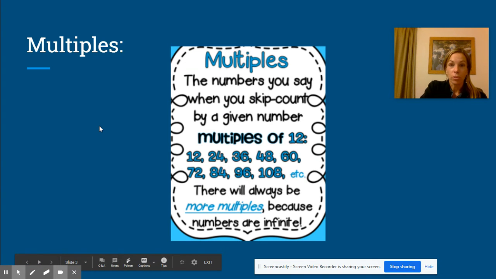So, multiples. Multiples are really easy. They are numbers you say when you skip count by a given number. So multiples of 12, if we wanted to skip count by 12, which is really complex, but I know you can do it, 12, 24, 36, 48, 60, and so on. They are multiples of 12. They are the numbers I say when I'm skip counting by 12. Let's keep going.